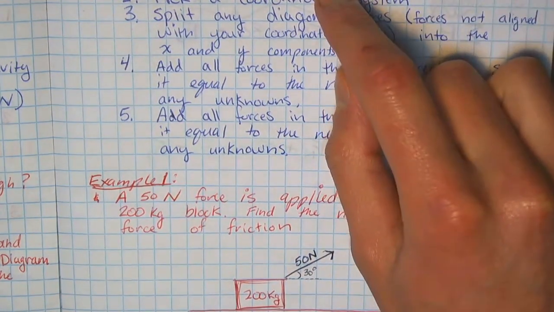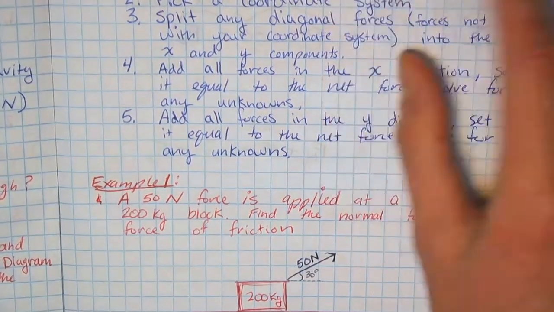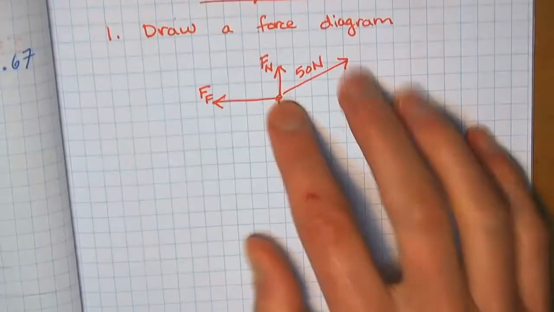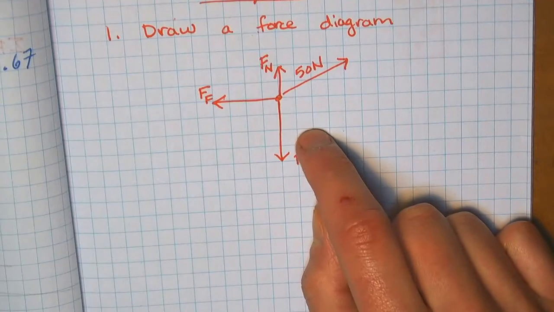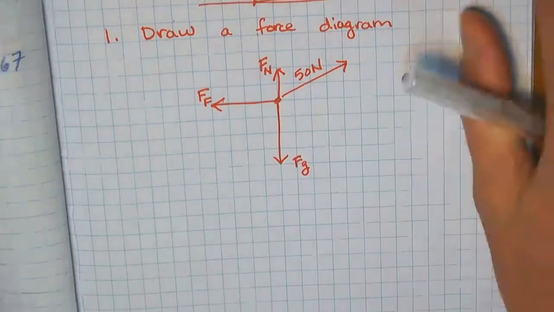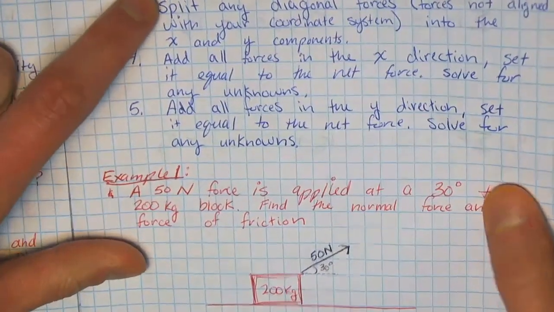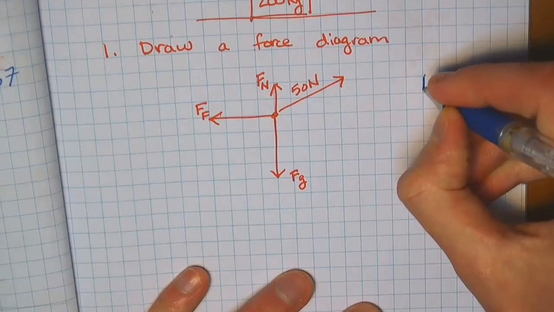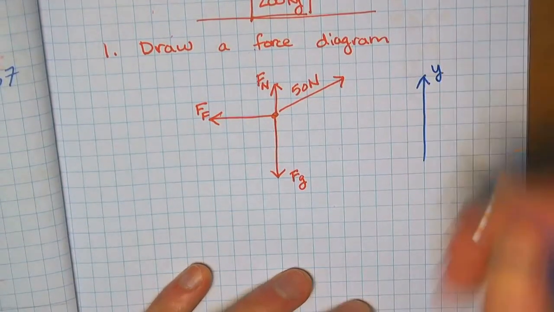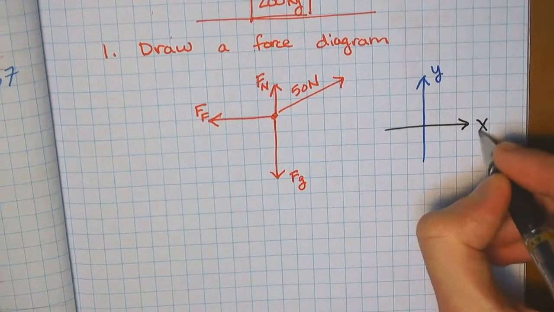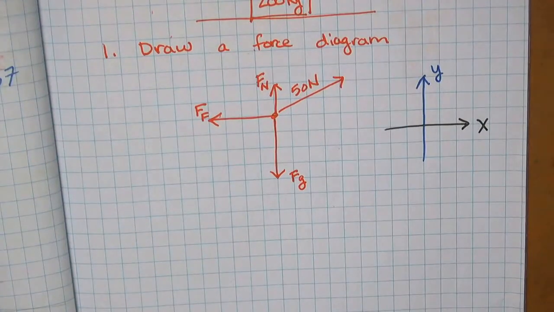First one is to draw a force diagram. First step, draw a force diagram. I went ahead and already drew it here for you. So there we go, done. Okay, next it says, let's pick a coordinate system. When we go to do that, we'll call up the y direction and right the horizontal direction, the x direction. So that's our coordinate system.